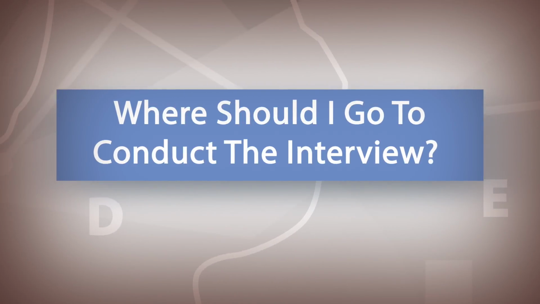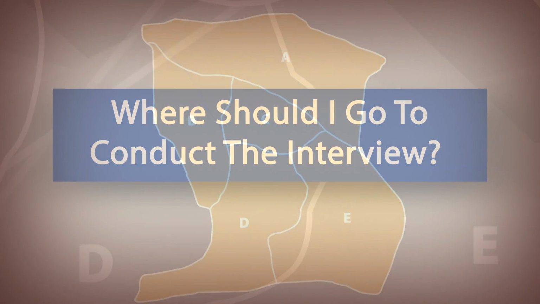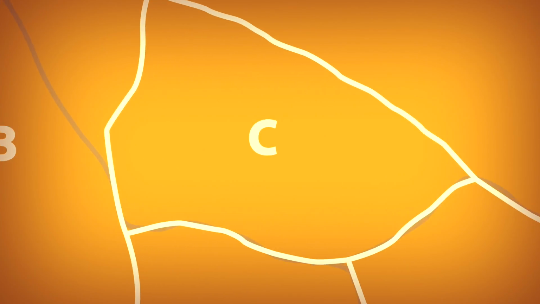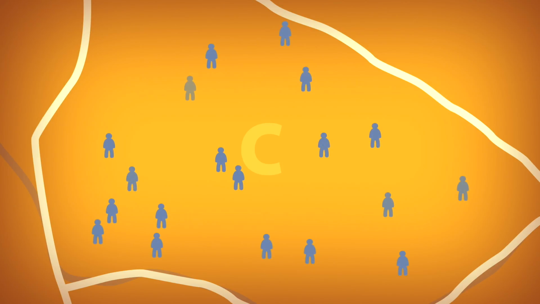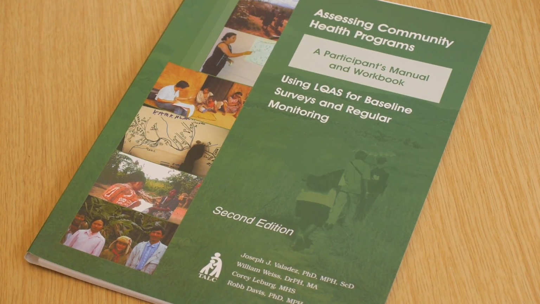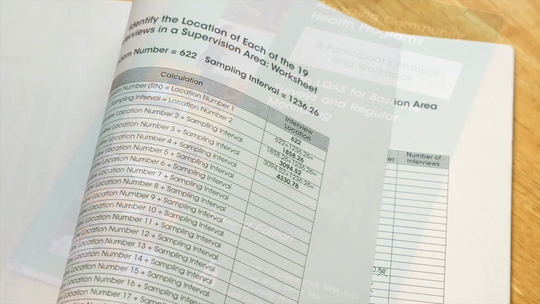Where should I go to conduct the interview? The next step in the survey is to identify locations for the 19 interviews in your supervision area. We can make this decision using a few steps. You'll find two useful tables in your participants manual.